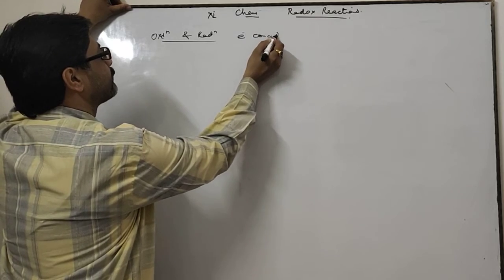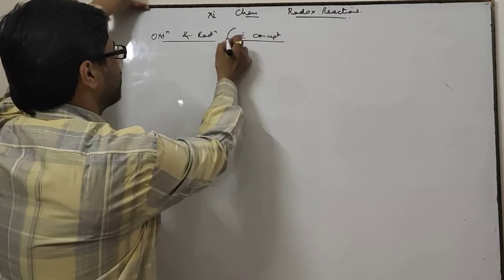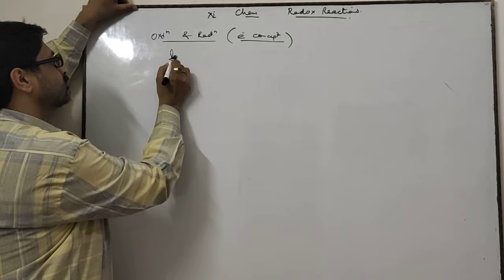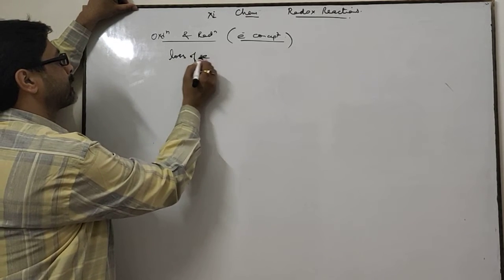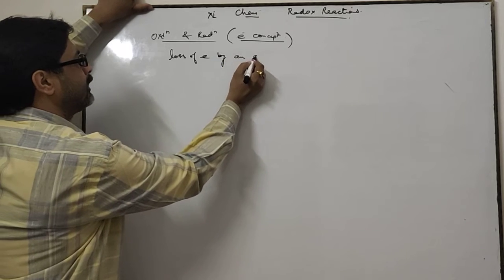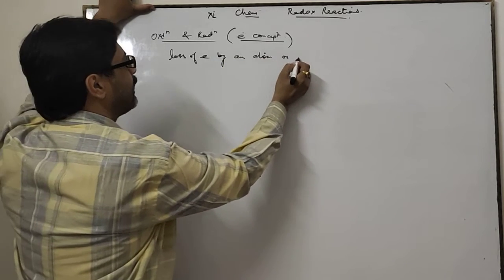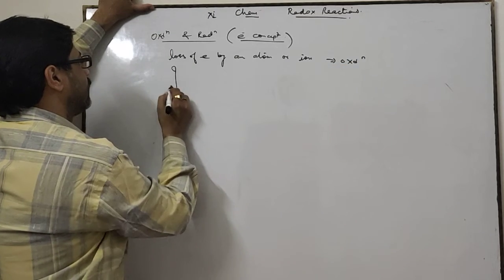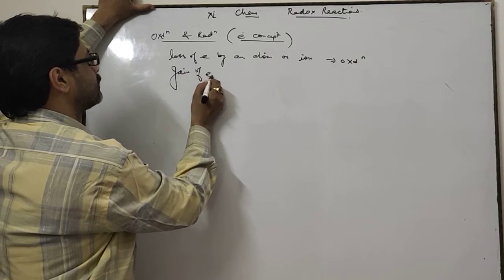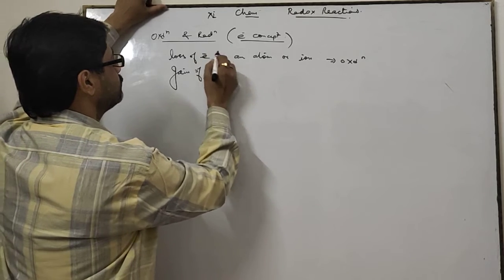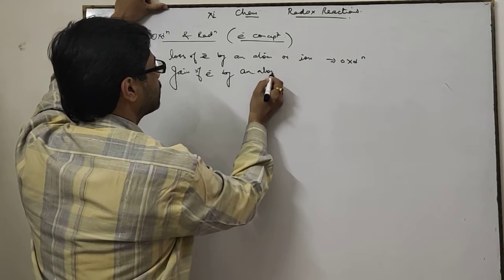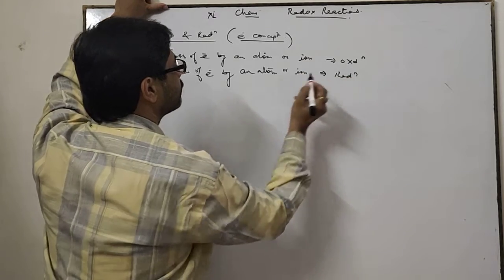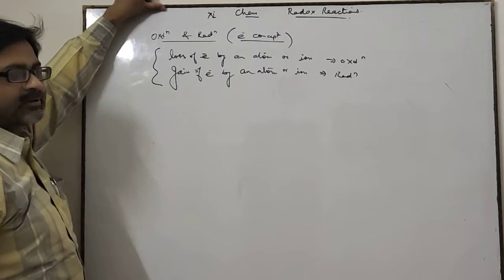electronic concept. On the basis of electronic concept, electronic theory, loss of electron by an atom or ion is called oxidation, and gain of electron by an atom or ion is called reduction. This is oxidation and this one is reduction.